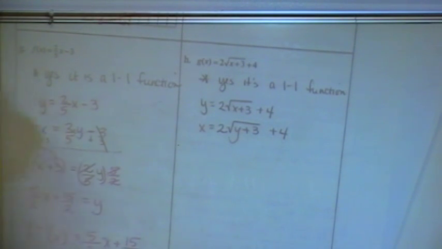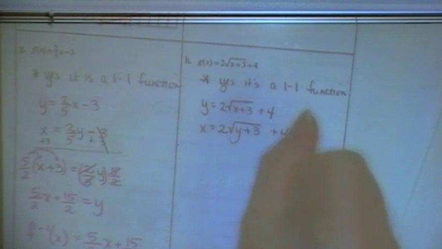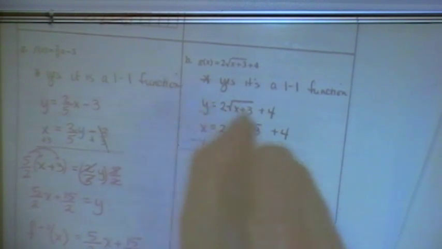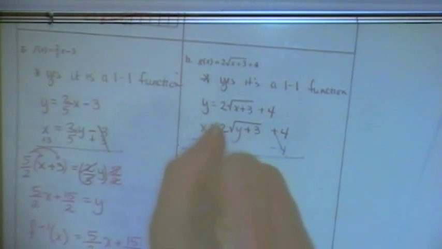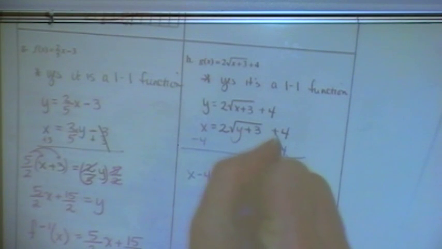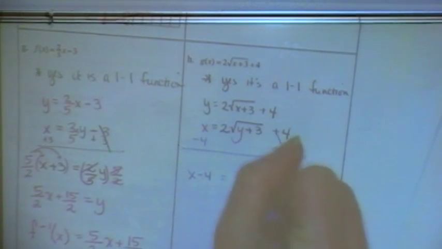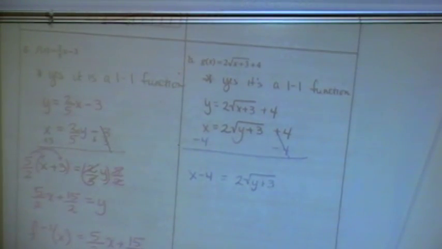All right, now we're solving for the new y. Minus 4. So first move the 4. It's hanging out there on the end. So I have x minus 4. Now what? Divide both of these by 2. Very good.